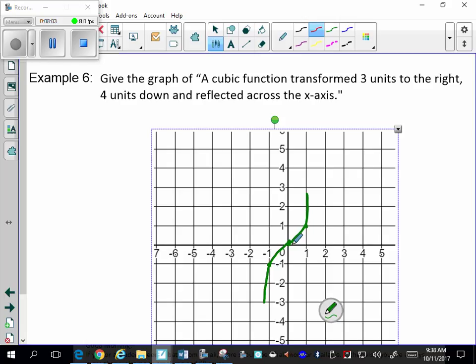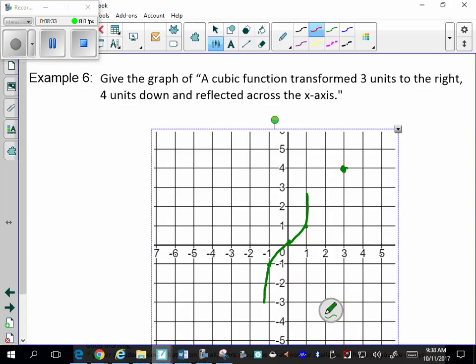So this is crazy, wild. So I just start at (0, 0), go 3 units right, so we're at (3, 0), 4 units down, and then we're going to reflect that point here across the x-axis. So where would it go if we reflected it across the x-axis? It's kind of like folding this graph right along the x-axis. Where would that point go? Well, it would actually go all the way up to (3, 4). So that's the new point.